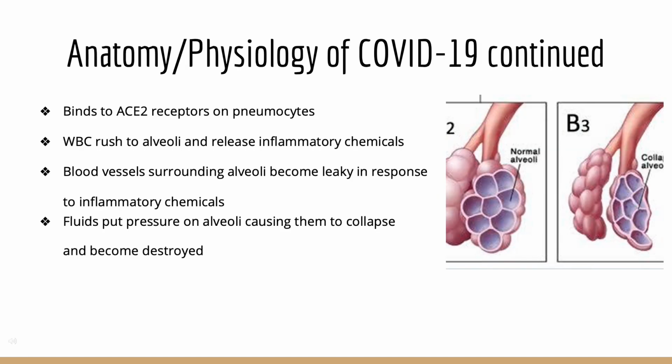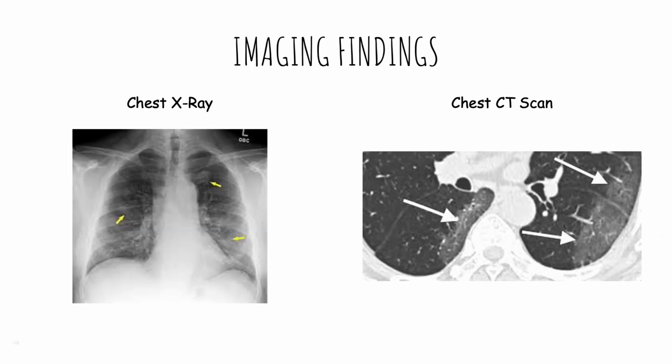With this virus binding to ACE2 receptors, the white blood cells rush to the alveoli and release inflammatory chemicals. In response to these inflammatory chemicals, the blood vessels surrounding the alveoli become leaky, and those leaky fluids put pressure on the alveoli, causing them to collapse and become destroyed. These collapsed and destroyed alveoli can be shown on chest x-rays or chest CT scans. This is the main cause of the more severe cases of the virus, making it difficult for people to breathe.